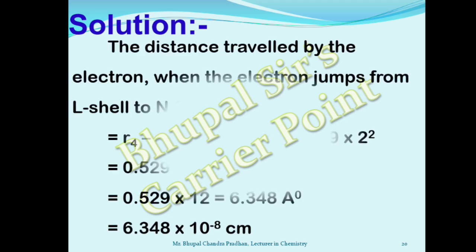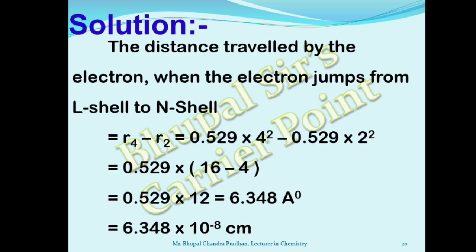According to the radius of the orbit, we know that Rn is equal to 0.529 into n square angstrom. The distance traveled by the electron when it jumps from L shell to N shell is R4 minus R2.